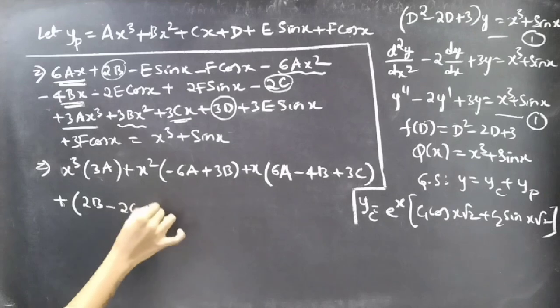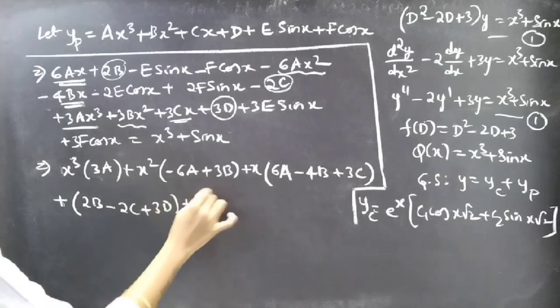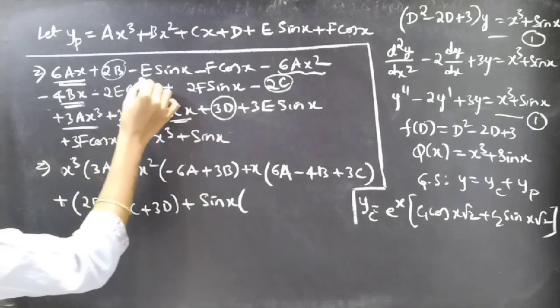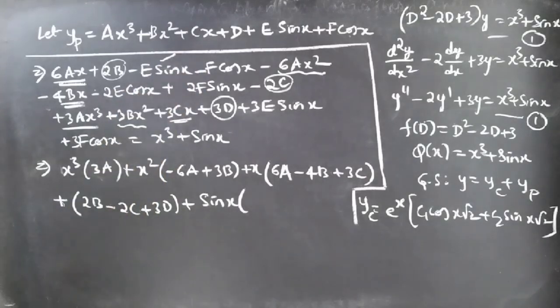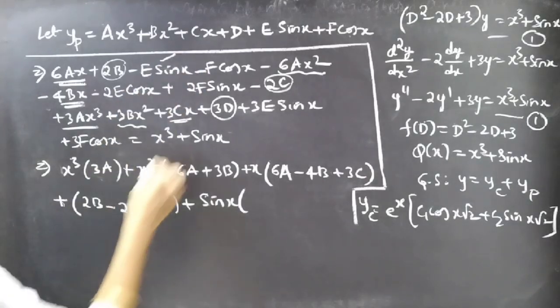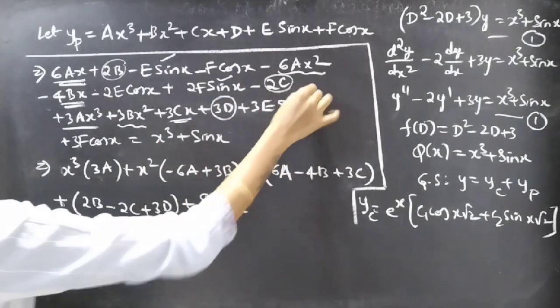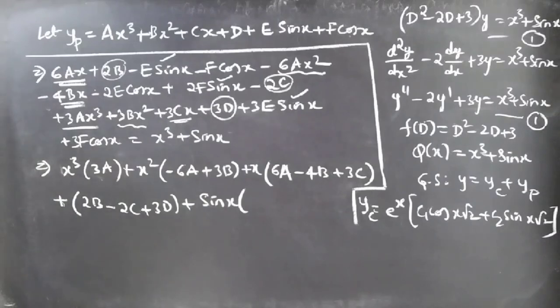b minus 2c plus 3. Now terms involving sin x. Minus e sin x plus 2f sin x, and you have one more, 3e sin x, right?